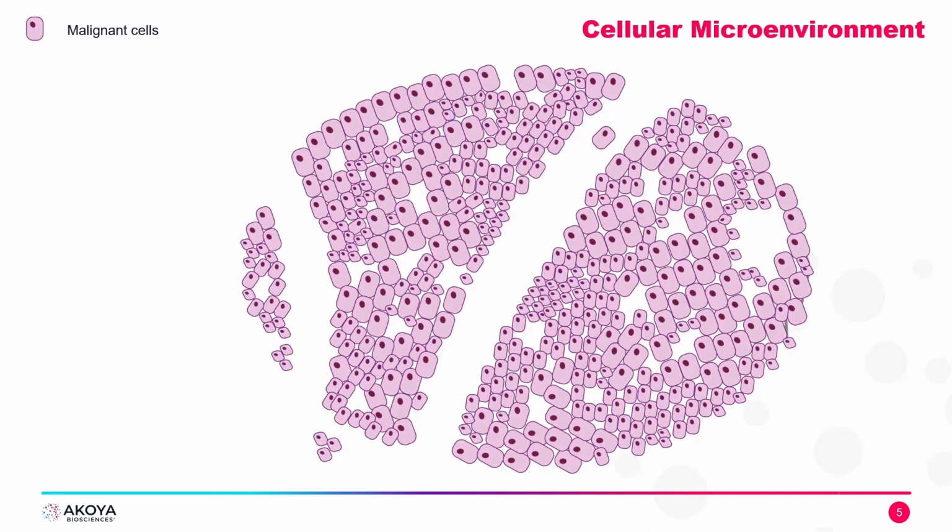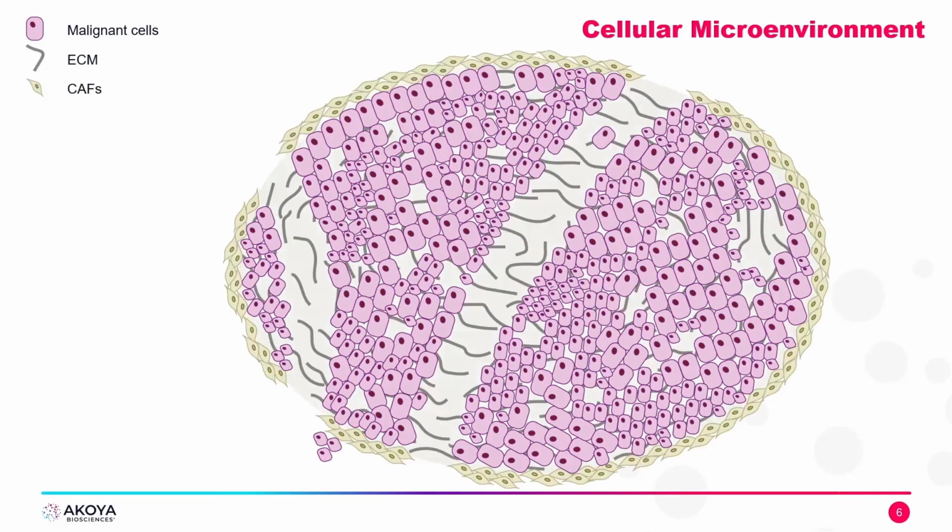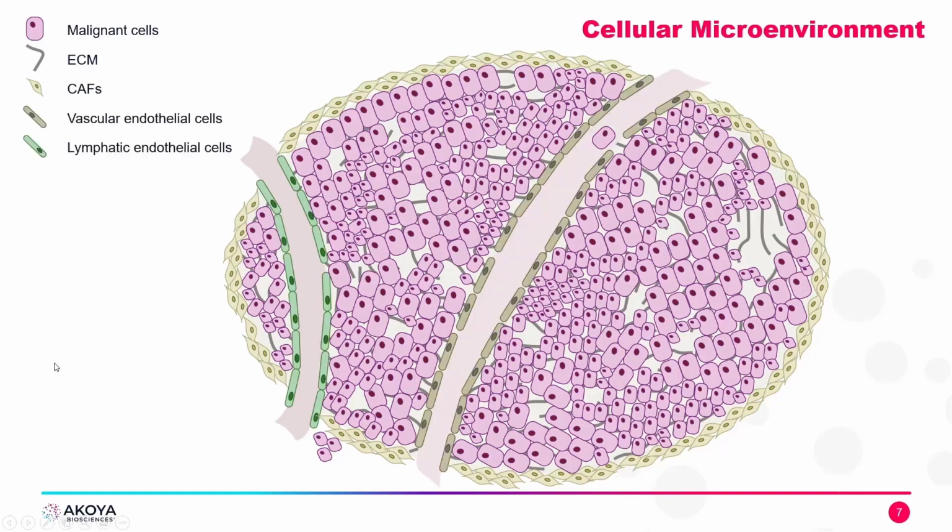I'd like to break this cartoon down further and start by pointing out that even when we're focusing on the example of a tumor microenvironment, around 50% of the cells in that microenvironment are non-tumor cells. You can see that the malignant cells interact with the extracellular matrix and with cancer-associated fibroblasts. Their interactions with both vascular and lymphatic endothelial cells.